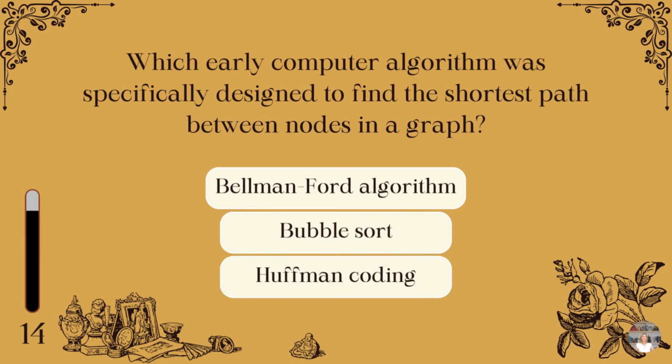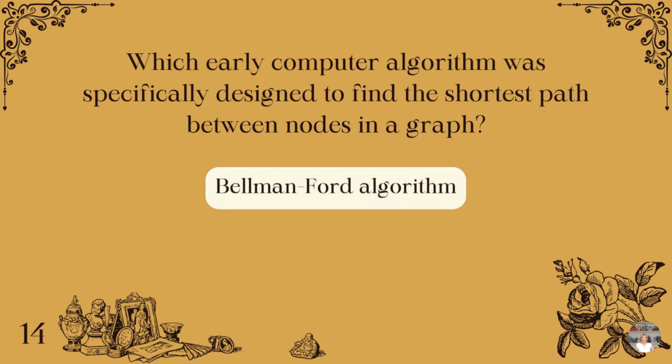Which early computer algorithm was specifically designed to find the shortest path between nodes in a graph? Bellman-Ford algorithm, bubble sort, or Huffman coding? Bellman-Ford algorithm.